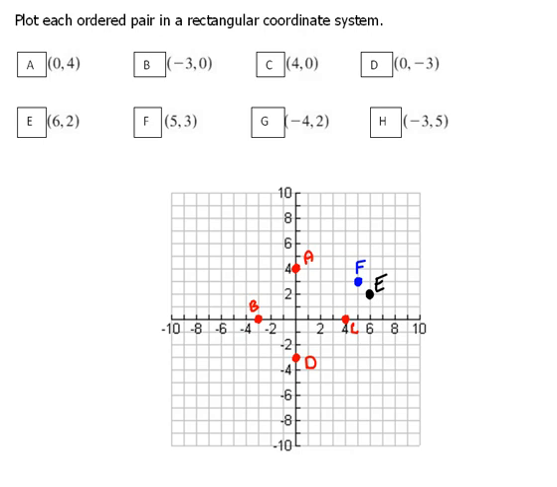Okay, let's try a couple more. We have point G is at -4, 2. So again, there's our X and our Y. So we're going to go -4 in the X direction, and then 2 units, positive 2 units in the Y direction. That would put us right here for our point G.